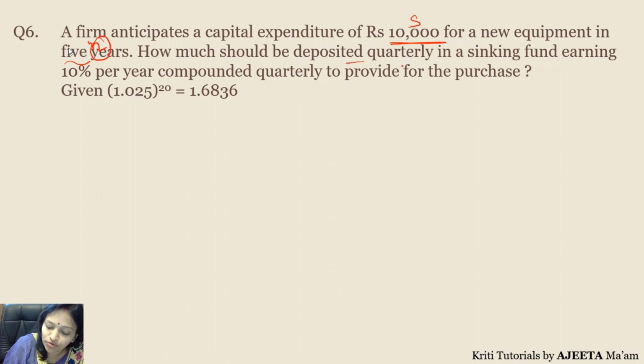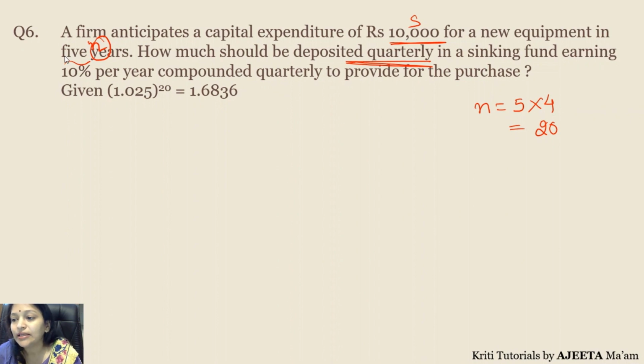But we are going to deposit quarterly. So what will be your N? Your N will be 5 into 4, because we are going to pay 20 installments in 5 years, as we are depositing it quarterly. So that is 20 payments. Now, what is your R? Your R is 10%. So what will be your I? Your I will be 10 upon 400. So that is important for you.